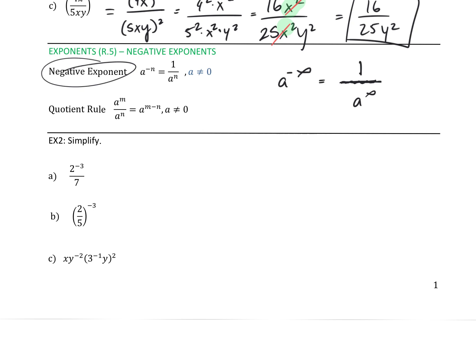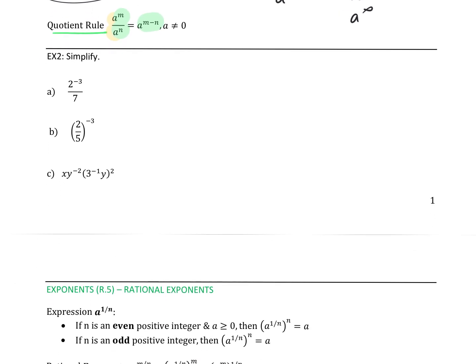The next rule we have is the quotient rule. If you have the same base, same a, what you'll do is you'll take those exponents and subtract them. And this is for a not equal to 0. So let's take a look and practice simplifying. We have 2 to the negative third power divided by 7. Well, I'm going to break this into two different things so it simplifies a bit. We know we can split this into a 7th times 2 to the negative third.